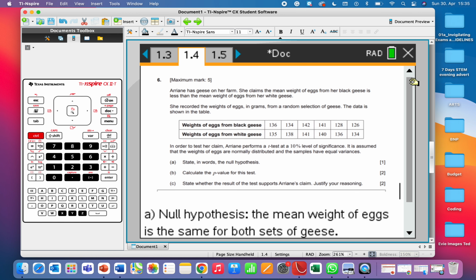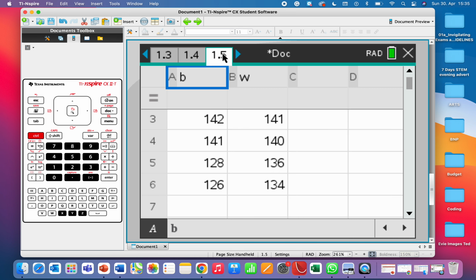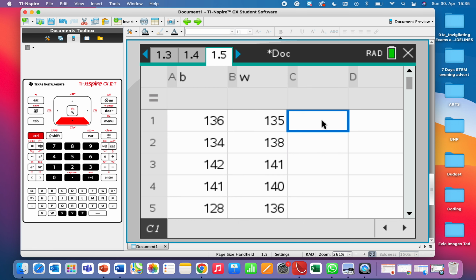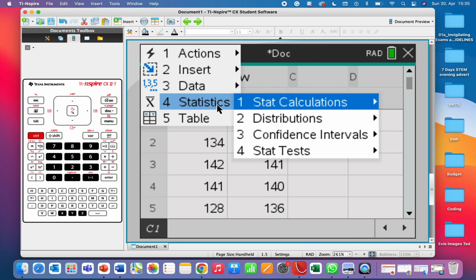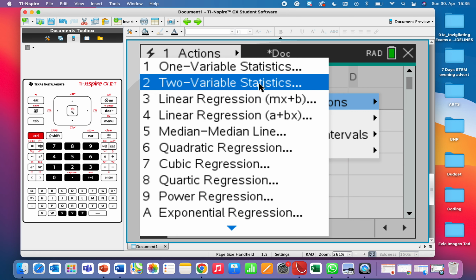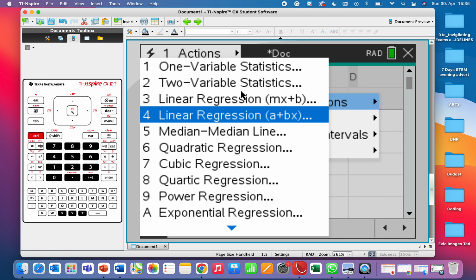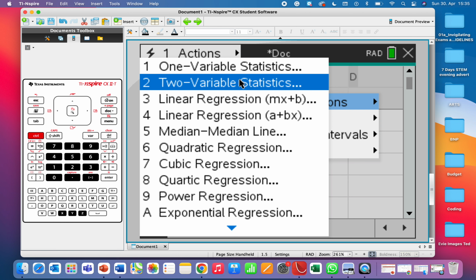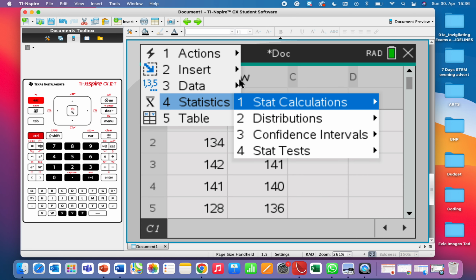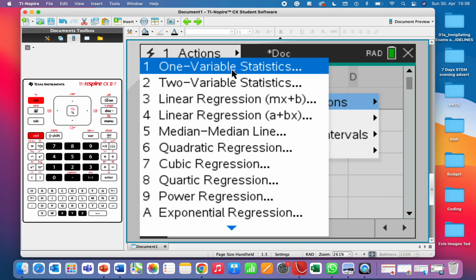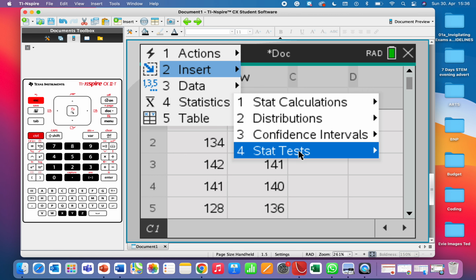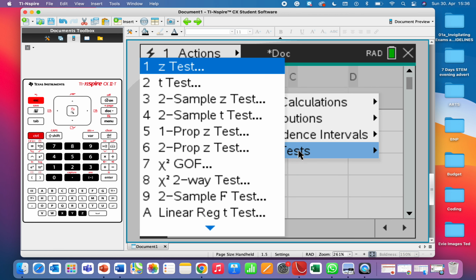The farmer says that the mean weight of eggs from black geese is less than white, so B less than W. So let's go ahead and do a two-sample t-test: menu, statistics, stat calc. All these are fine if you want means and standard deviations, but we're actually doing a test. So when we go back one, instead of stat calc, the option is statistical test here. You should always be able to find your way through the menus, even if you hit the wrong ones.